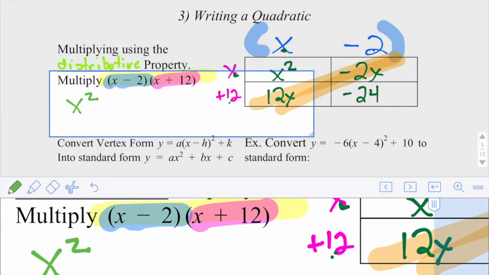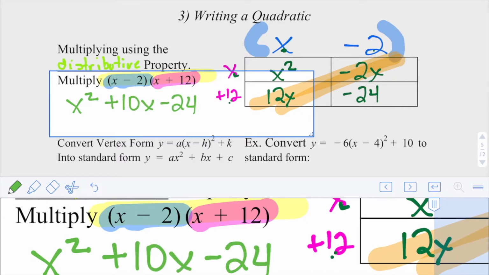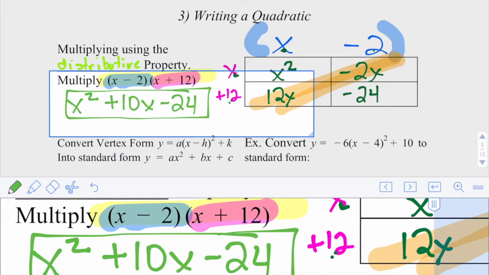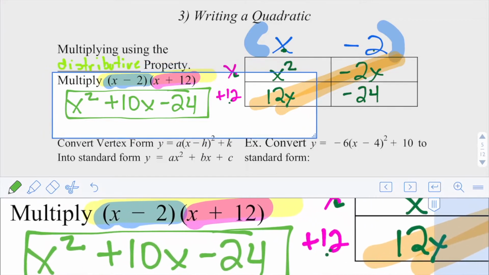So if we come over here, we write this thing, combining our like terms, we have x squared, right? And then we have -2x and then positive 12x. Well, -2 plus 12 is positive 10x. And then we have -24. So this is the standard form of this quadratic. And then the yellow that I highlighted earlier, that's the factored form of that quadratic.